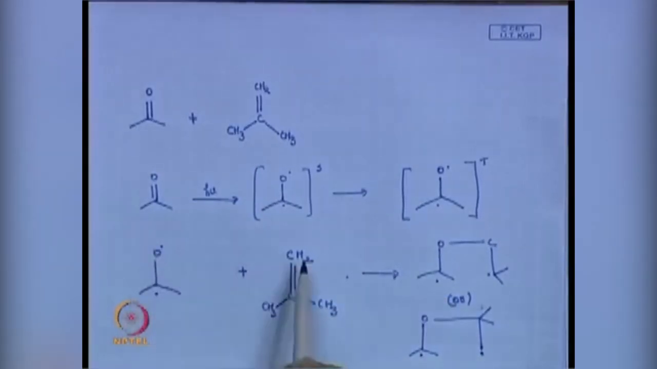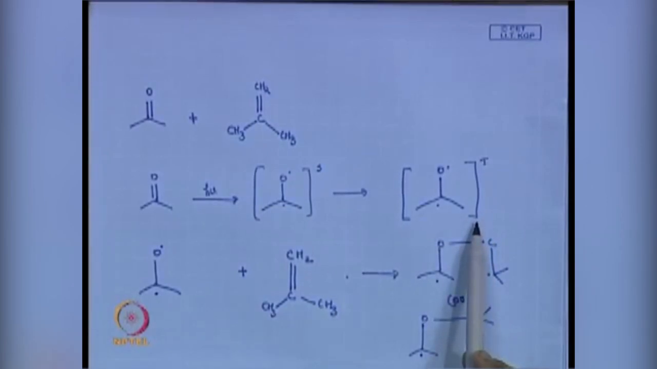It can form with this CH2, giving me a radical here. Otherwise, this can attach to this carbon and give me a radical here. So I have two options now. So which will be the better one? The first one. Why? Stability of the newly formed radicals.